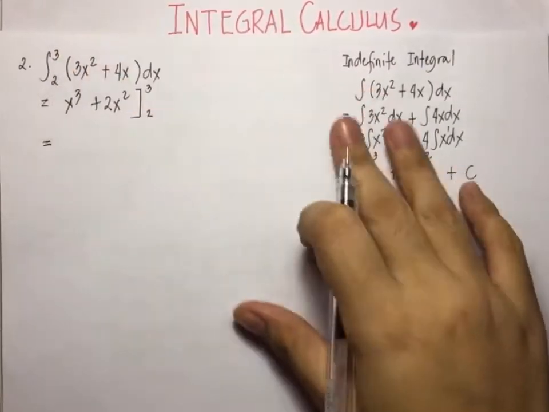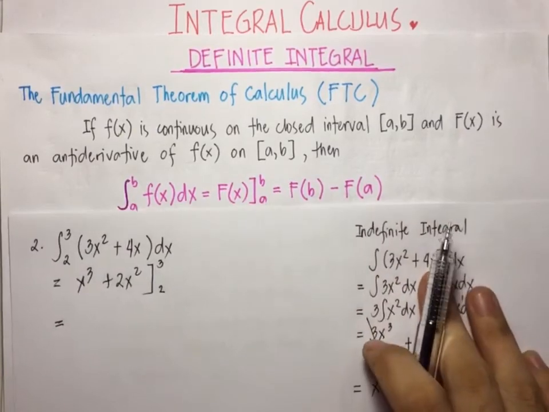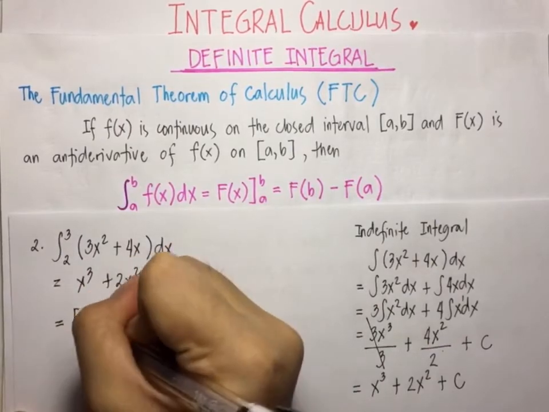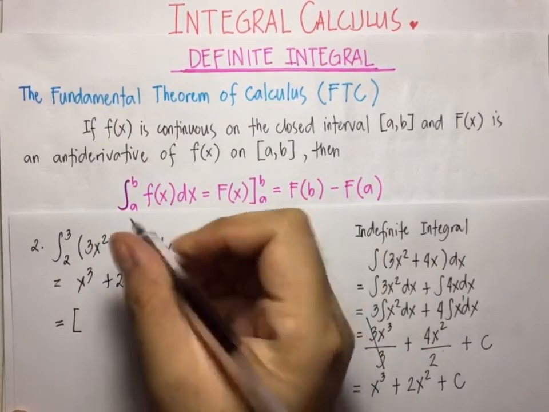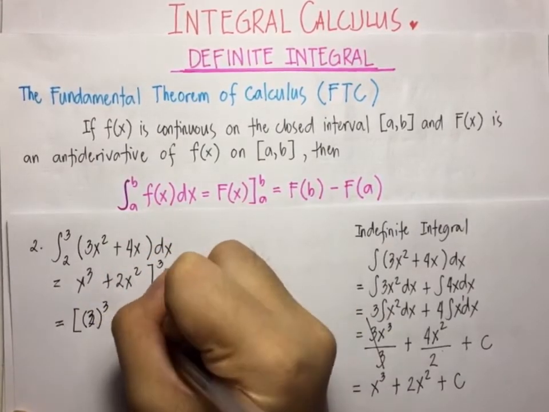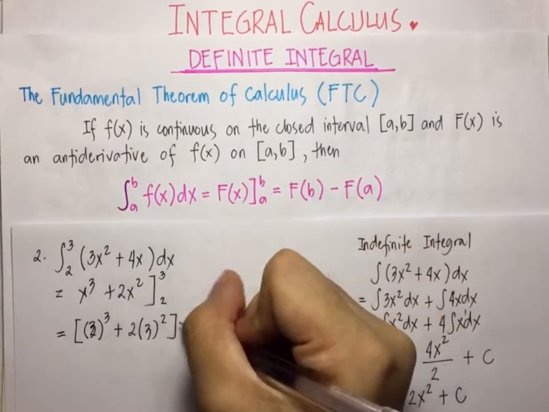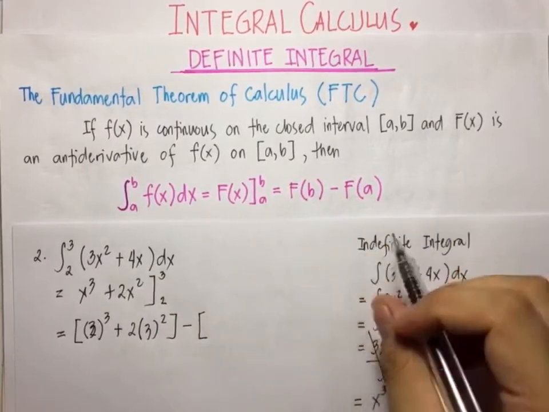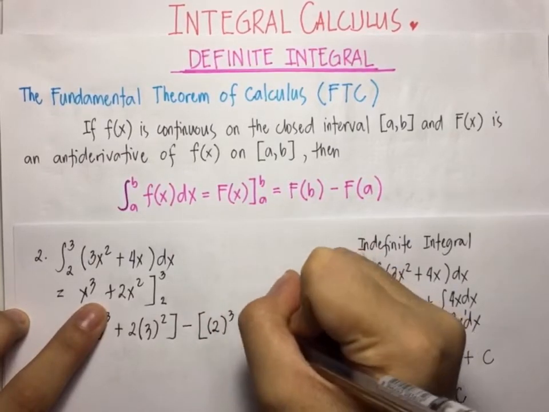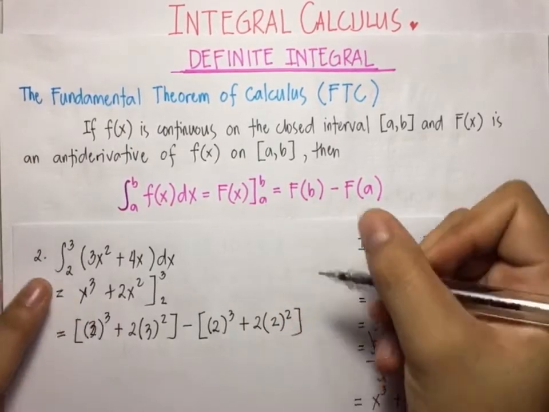Then apply f of b minus f of a. So we first replace x with the value of b, which is 3. So we replace x with the value of b. So 3 raised to 3 plus 2 times 3 raised to 2. Then minus, replace now x with the value of a, which is 2. So 2 raised to 3 plus 2 times 2 raised to 2.